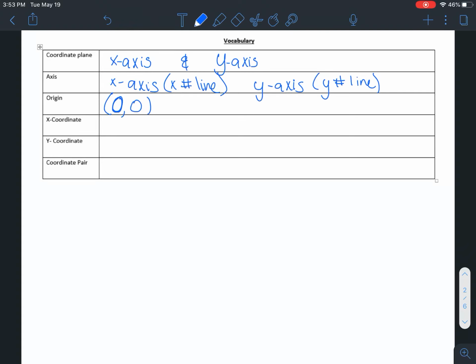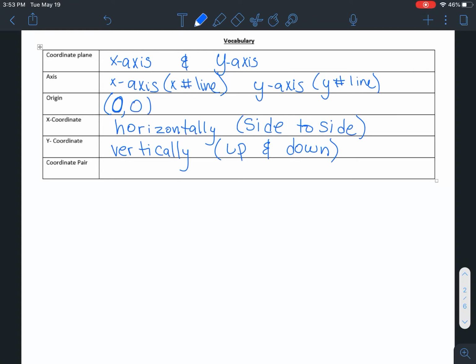When we're looking for our x coordinate, that means we'll be looking at our x-axis. The x coordinate moves horizontally. Horizontally is a fancy word for side to side. When we're looking for our y coordinate, we're going to be moving vertically. That's just a fancy word for up and down.